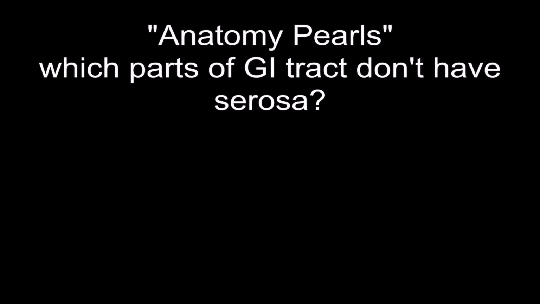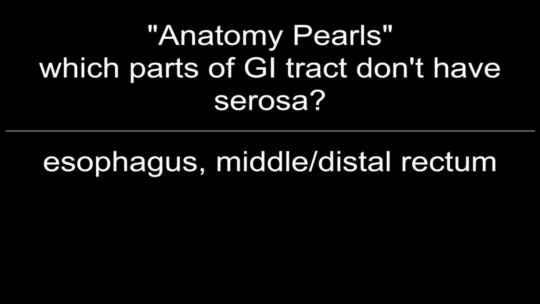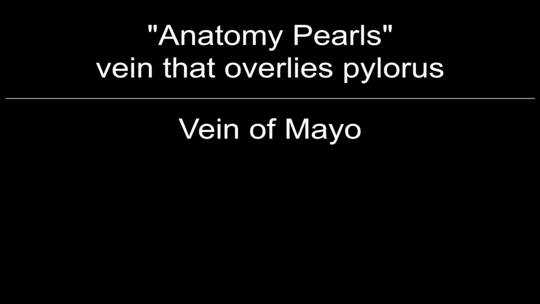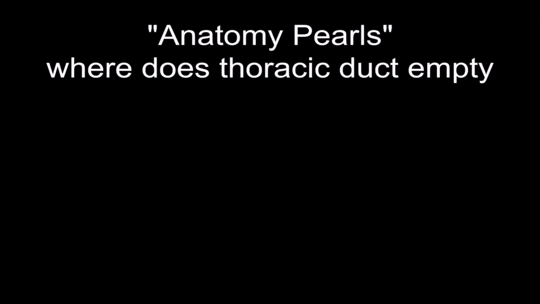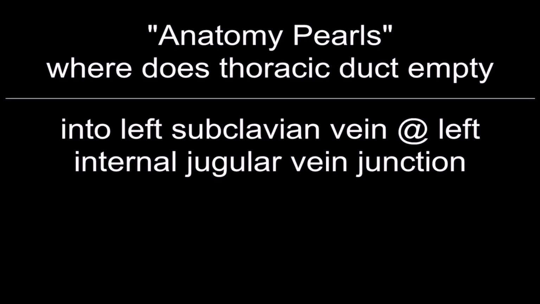Which parts of the GI tract don't have serosa? Esophagus, middle, and distal rectum. Vein that overlies the pylorus. Vein of Mayo. Pouch of Douglas. What is it? It's the pouch between the rectum and the bladder and uterus. Where does thoracic duct empty into? Into the left subclavian vein at the left internal jugular vein junction.